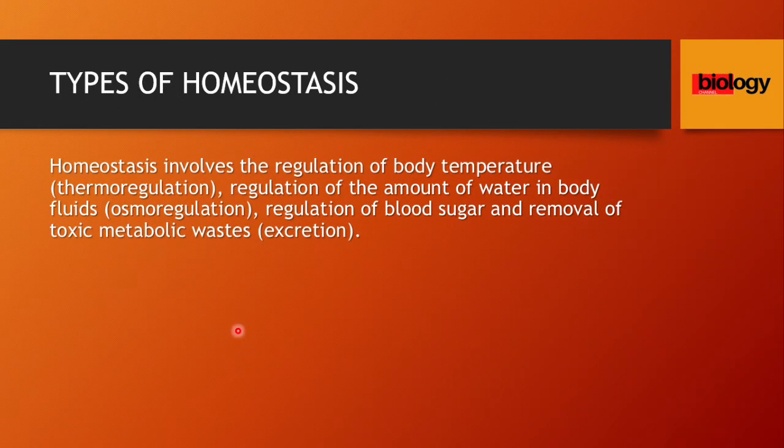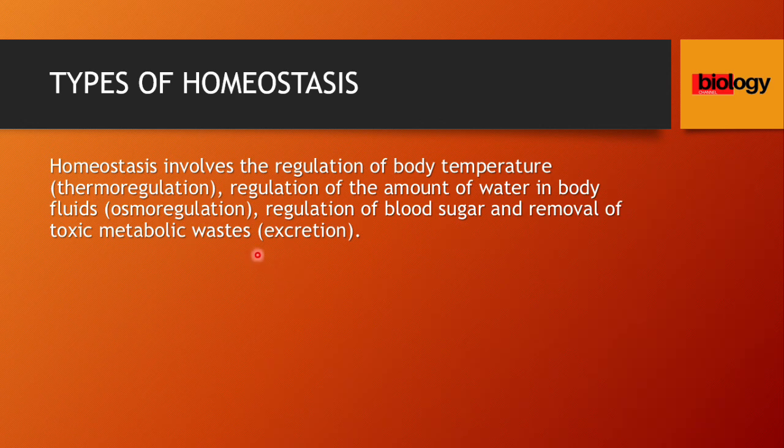Alright, so homeostasis involves the regulation of body temperature. That's the first thing. Body temperature is maintained under the process of thermoregulation. Homeostasis also involves the regulation of the amount of water in body fluids, water levels, and the amount of water in body fluids is maintained by the process of osmoregulation. And homeostasis also involves regulation of blood sugar, which is also known as glucose. And homeostasis also involves the removal of toxic metabolic wastes under the process of excretion.